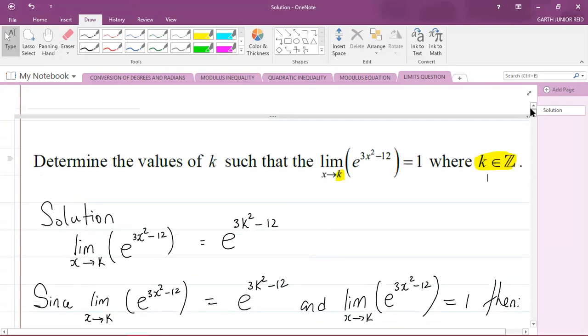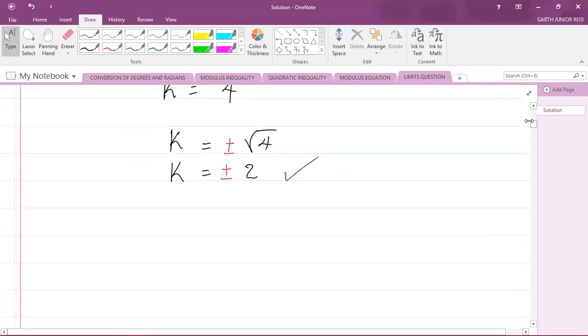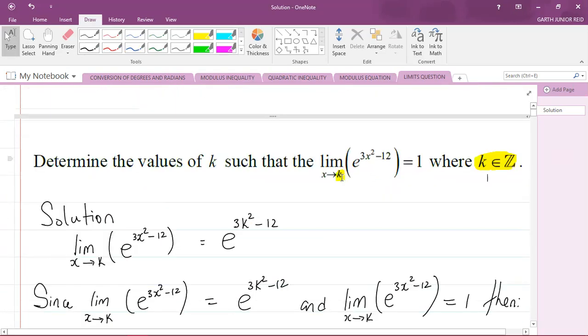Good. So in order to know that you're correct for this question, just substitute k as 2, use direct substitution to find the limit. Use k as 2, you should get 1. And if you use k as negative 2, you should also get 1 as the limit.